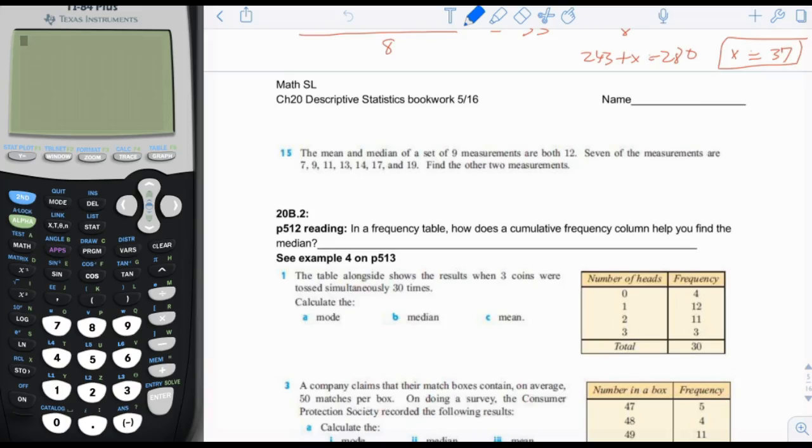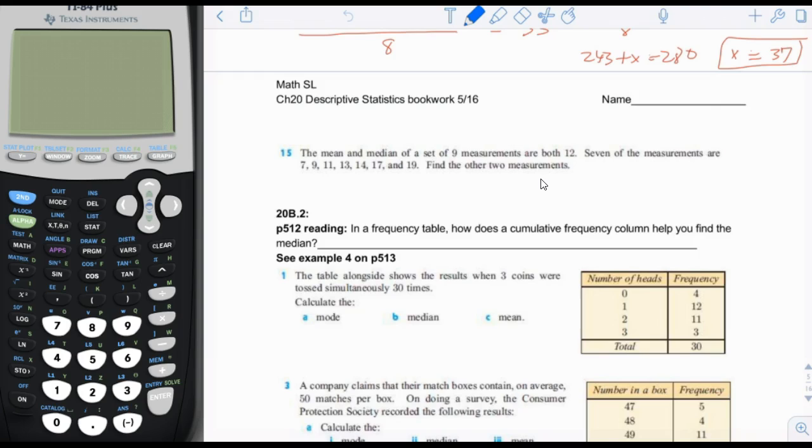Page 5 and 6 of descriptive statistics. First, there's a leftover problem from the last set. The mean and median of a set of 9 measurements are both 12. Some of the measurements are 7, 9, 11, blah, blah, blah. Find the other 2 measurements.